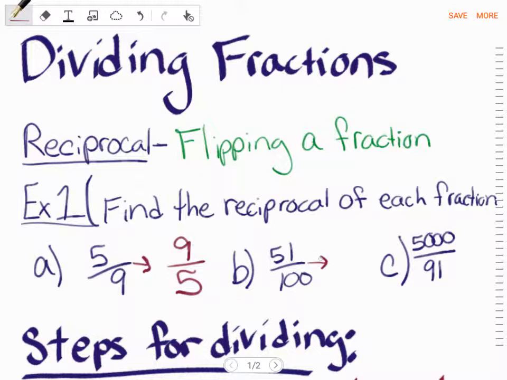The reciprocal of 51/100 is going to be 100 over 51. And then the reciprocal of 5,000 over 91 is going to be 91 over 5,000. So all you have to do with this reciprocal is to just flip the fraction upside down.